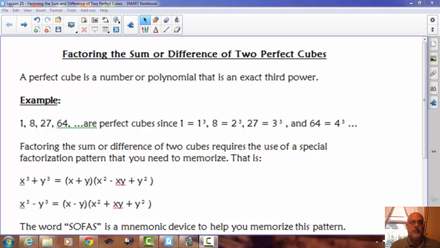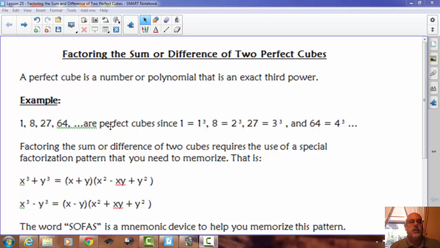This may be some of the more difficult or challenging factoring, but once we do a few and you find the pattern, everybody should be able to do this very well. So what's a perfect cube? It's a number that is an exact third power.